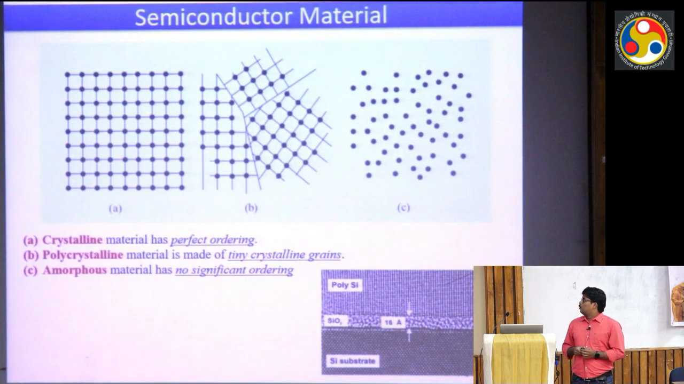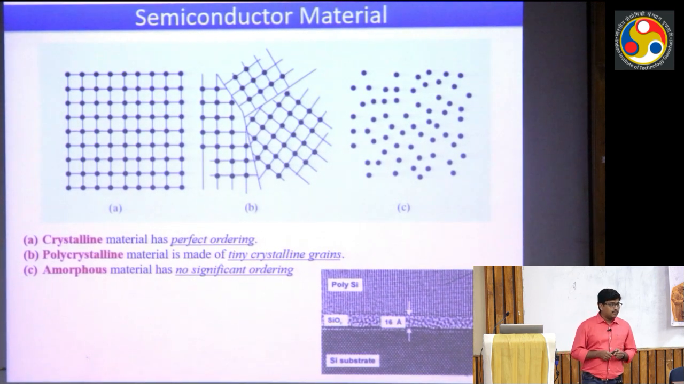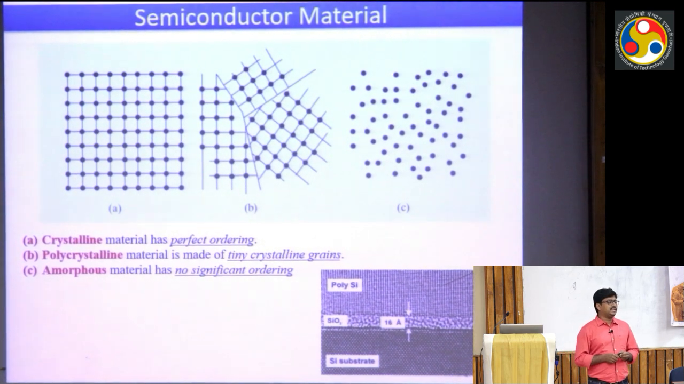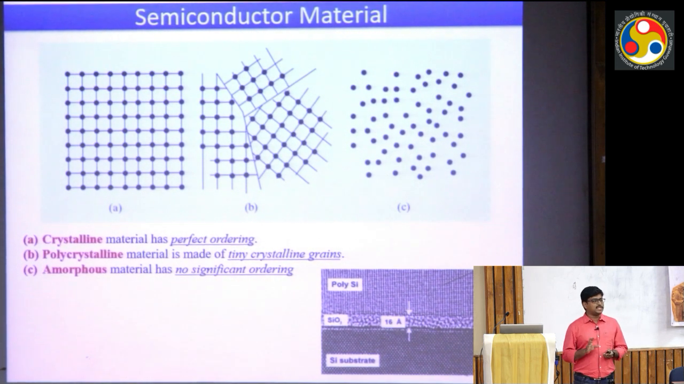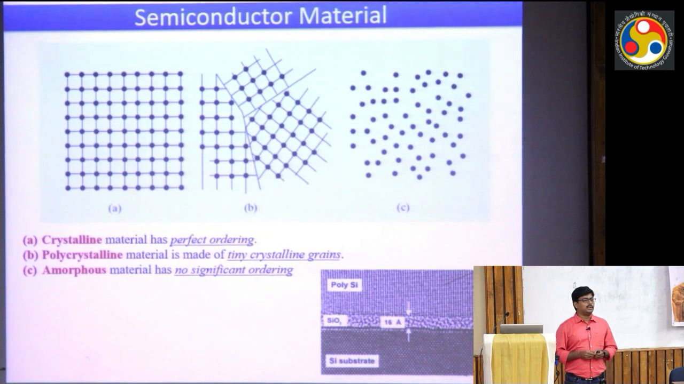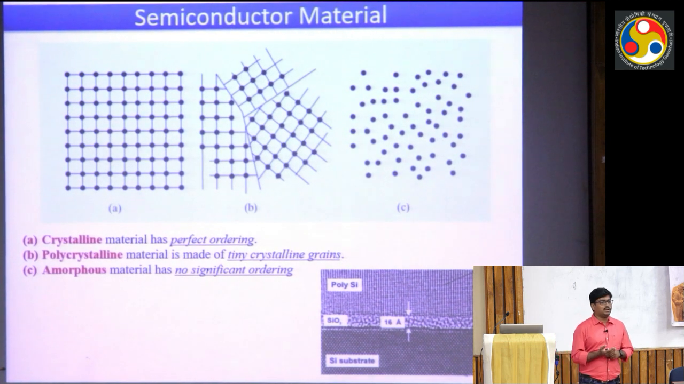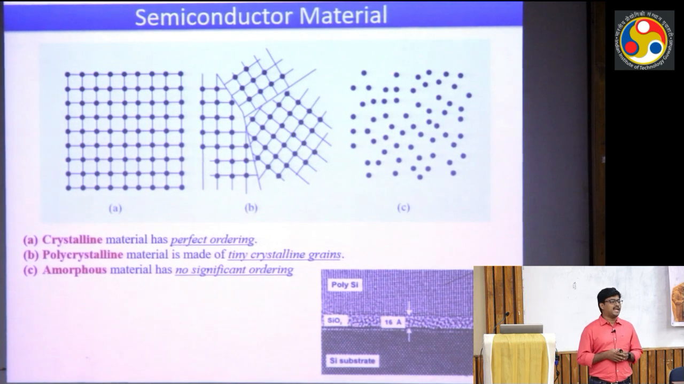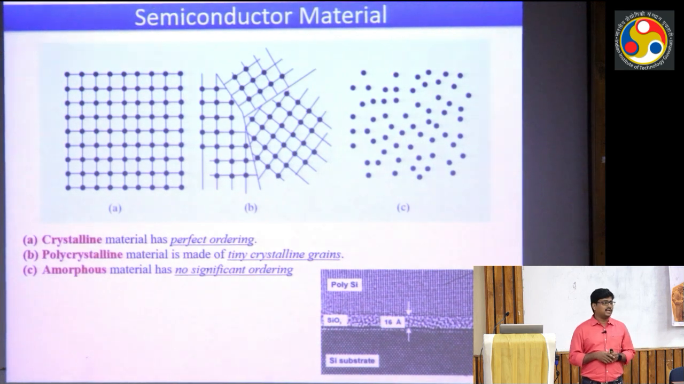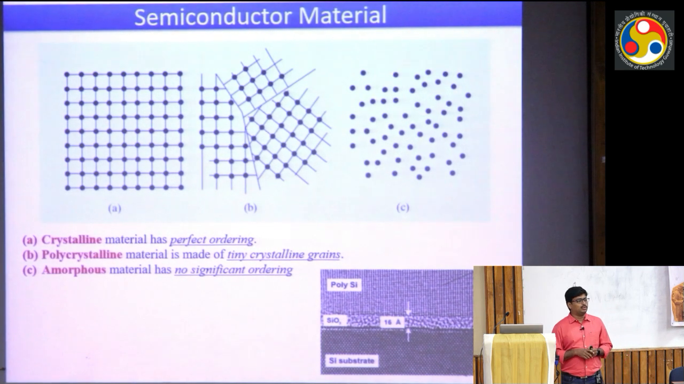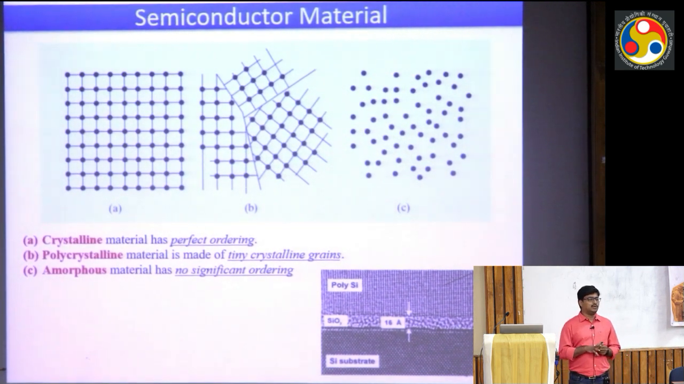Then we know that, considering the type of crystallinity, we have three categories of material. This is a very basic concept. There are three categories: crystalline, where all the atoms are properly arranged in the semiconductor material. Then we have polycrystalline, where there are different grains. There is order, but it is not perfect.